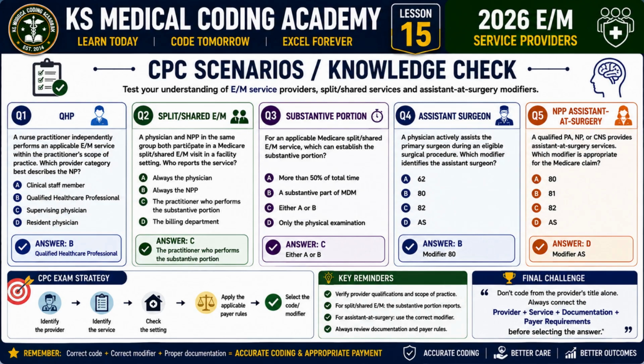Brain CPC exam strategy. When solving provider-related coding questions, follow this sequence. Identify the provider, identify the service, check the setting, apply the payer rules, select the code or modifier. And remember, do not code from the provider's title alone. Always connect the provider, service, documentation, and payer requirements before selecting your final answer. If you can consistently follow this process, you will be much more confident when facing provider and EM questions on the CPC exam.